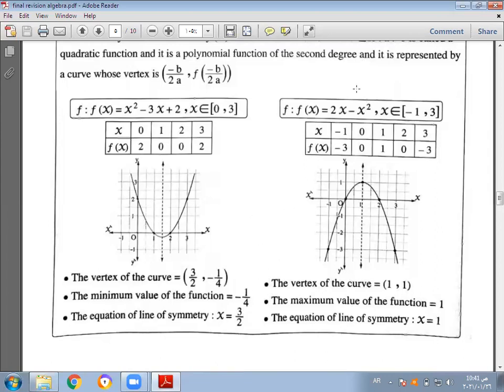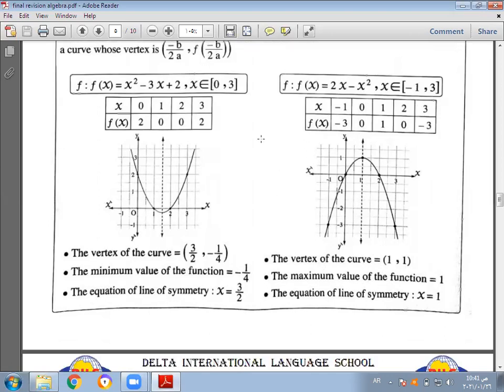Another example: f of x equals 2x minus x squared, and x belongs to the interval [negative 1, 3]. So we take negative 1, 0, 1, 2, 3, and we find f of x: negative 3, 0, 1, 0, 3, and we can represent it graphically as shown in the figure. The vertex of the curve is (1, 1). The maximum value here is 1, and the equation of the line of symmetry is x equals 1.